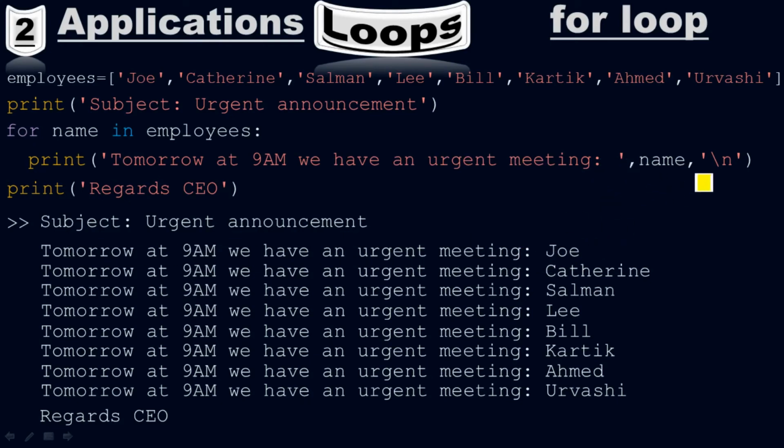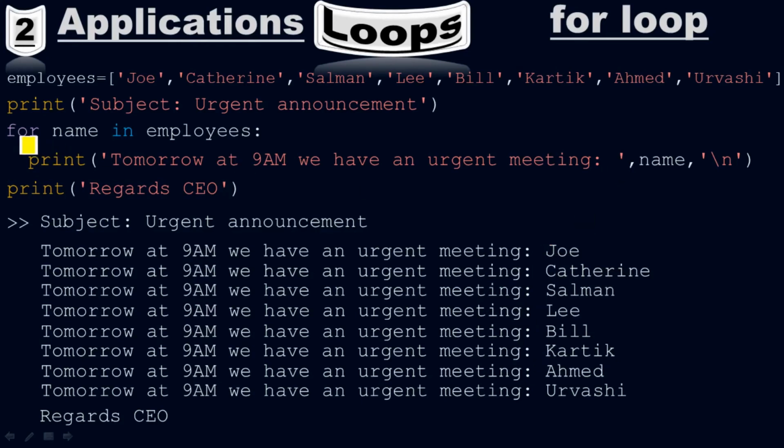This is the message, from here up to here. And then comma, what is name? Name is the representation, identity of the individual item of the list, which is the employee's name. So look here, when the for loop iterates over Joe, Joe exists in the list, therefore we have Joe here. And then this backslash n means start from the new line. Again, the for loop iterates over the second employee, which is Catherine. Yes, Catherine exists. So the message will be sent here: tomorrow at 9 a.m. we have an urgent meeting, Catherine. Look at here, why do we have this space? This space is because of this space here.